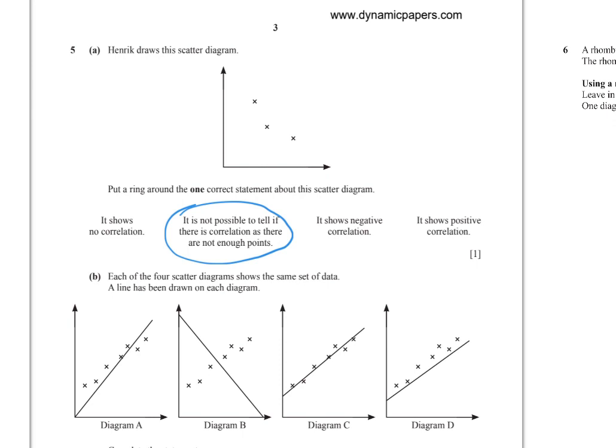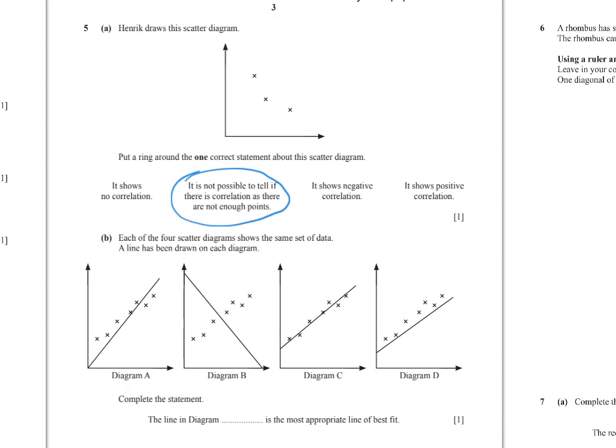Now for B, each of the 4 scatter diagrams shows the same set of data. A line has been drawn on each diagram. Complete the statement. The line in which diagram is the most appropriate line of best fit? The line of best fit is a line between the points, such that the number of points above the line is approximately the same as the number of points below the line. So we find that in diagram C. So diagram C.